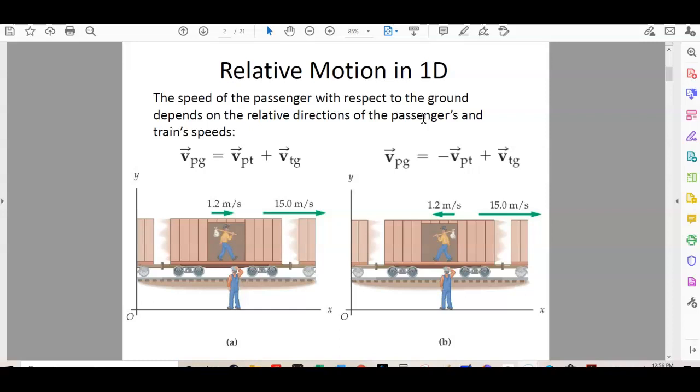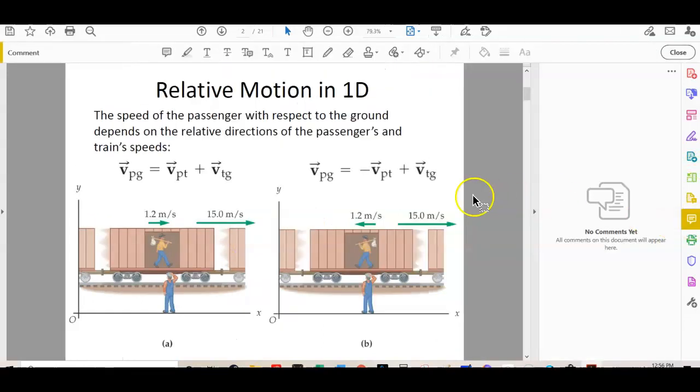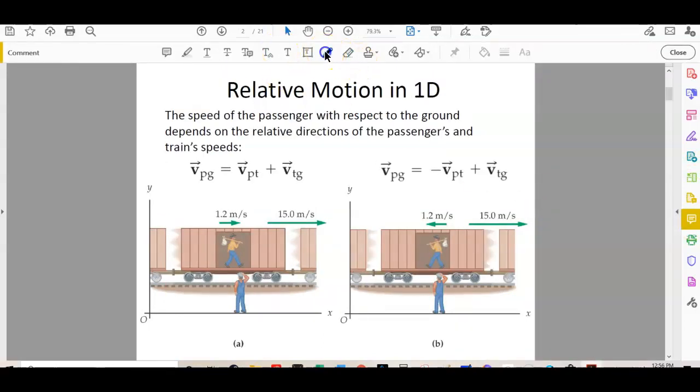To illustrate this, suppose this person is standing by some train tracks and you have a train moving to the right at a speed of 15 meters per second. I'm going to mark up this document, and now I have my tools ready. So here's the train's speed right here.